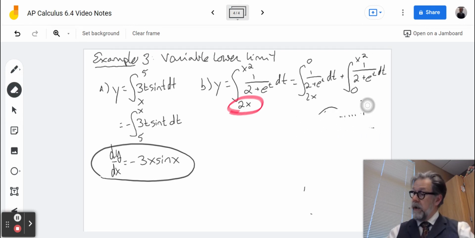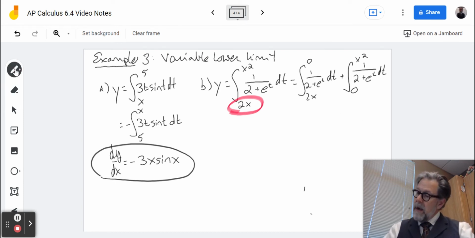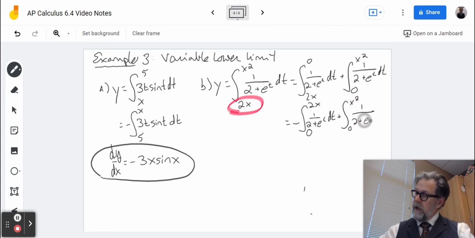Now with the first part I'm going to do what I did with the previous example, which is make that a negative. So we have the negative of the integral from 0 to 2x of 1 over 2 plus e to the t dt, plus the integral from 0 to x squared of 1 over 2 plus e to the t dt.